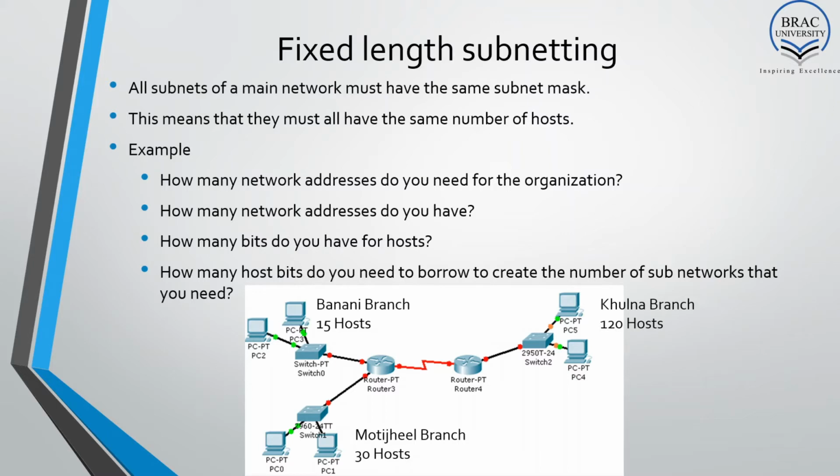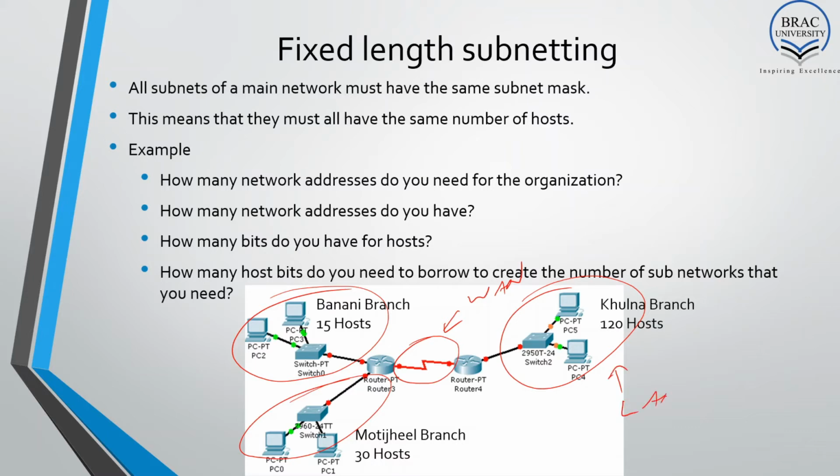Now in this example, as you can see, there are 3 networks, like this network, this network, this, and this is considered as a network as well. So this is known as the WAN network, and the other 3 are LAN. These 3 are all LAN, right? So this network has 3 LANs and 1 WAN.